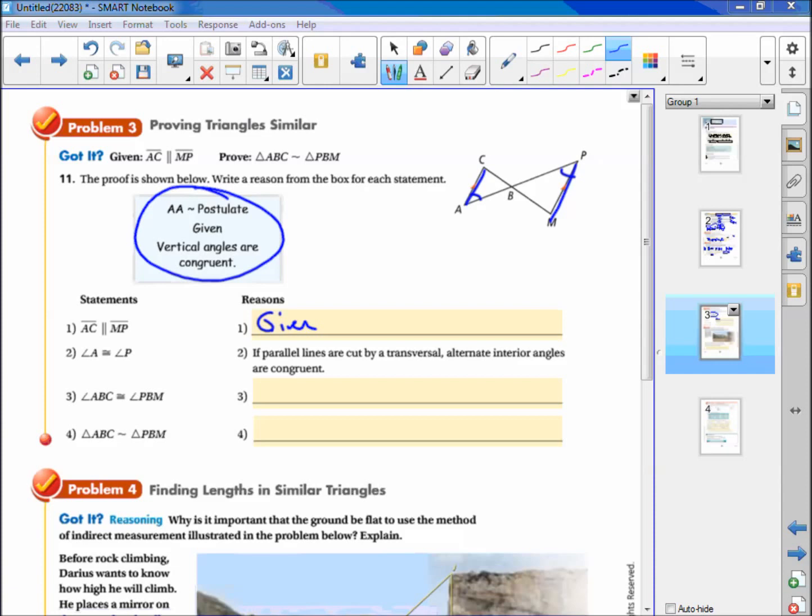Okay. All right, then we have angle ABC is congruent to angle PBM. I'm sorry, not triangle, but angle. And our angles are congruent, these two angles, because let's see, these are vertical angles. So we would do this. Vertical angles are congruent. And then the two triangles are going to be similar, and it's easy to tell now because we have two sets of congruent angles in each triangle. So this is going to be by our angle similarity postulate.